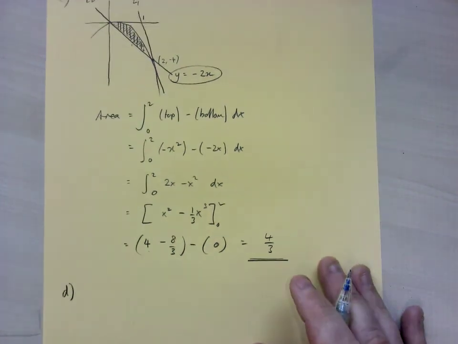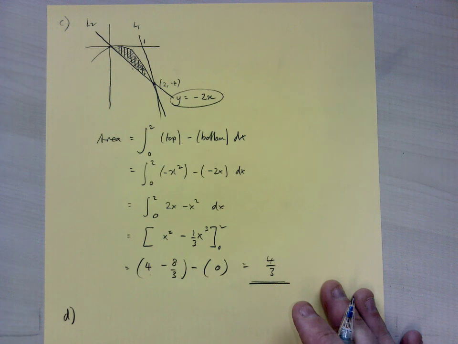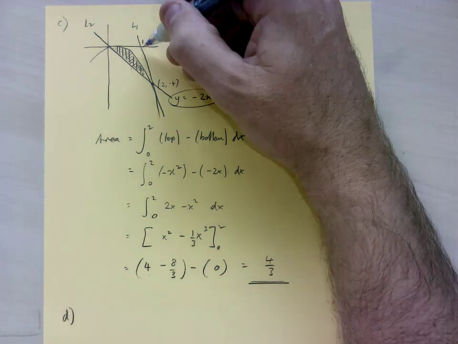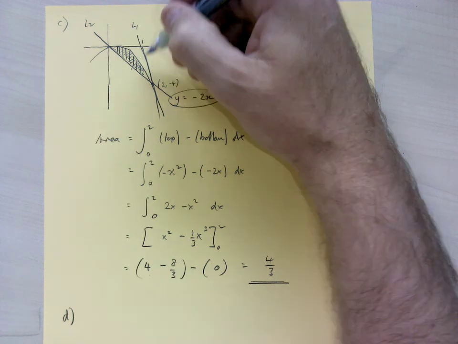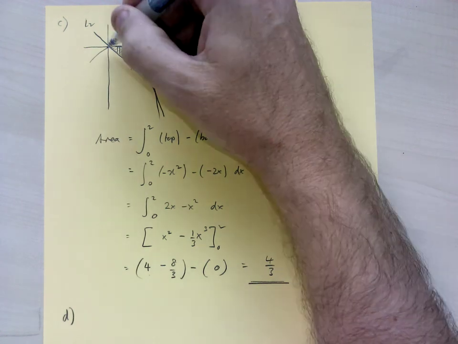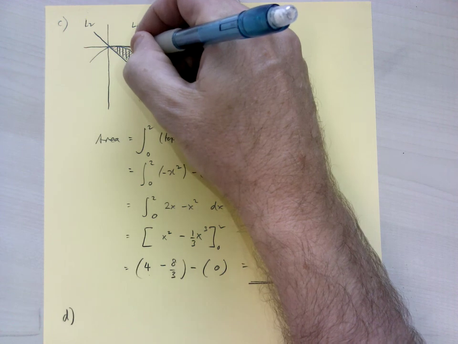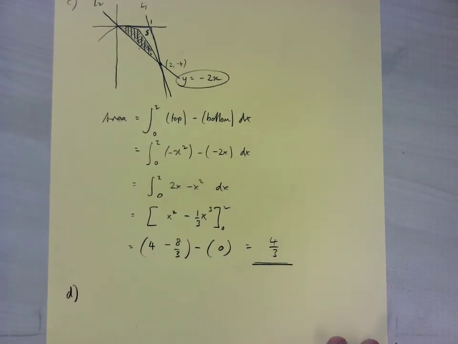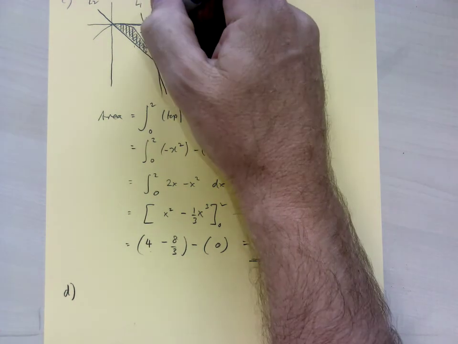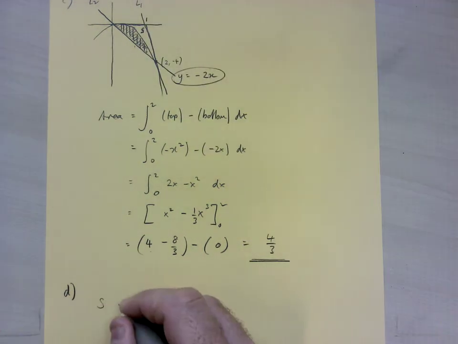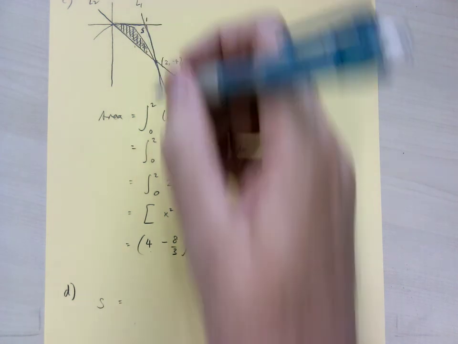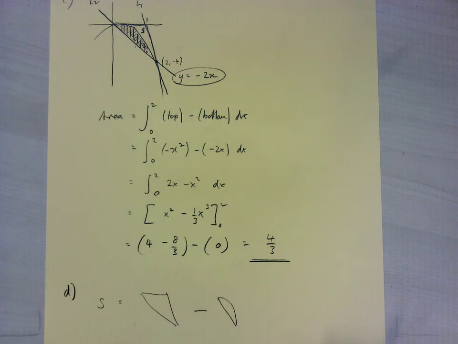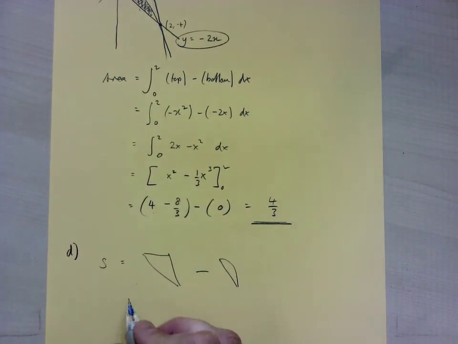D, let's come back to the diagram. D now starts to ask me about an area S, which it says is the area enclosed by the line L1, the x-axis, and the graph of f. So S is this area in here, which I'm going to need to know to get the ratio of the areas. Now, of course, I could set about doing an integration for that, but I can also realise that the area of S is going to be this triangle minus the area that you've just found. And with this, I'll hopefully be able to get this done quite quickly.